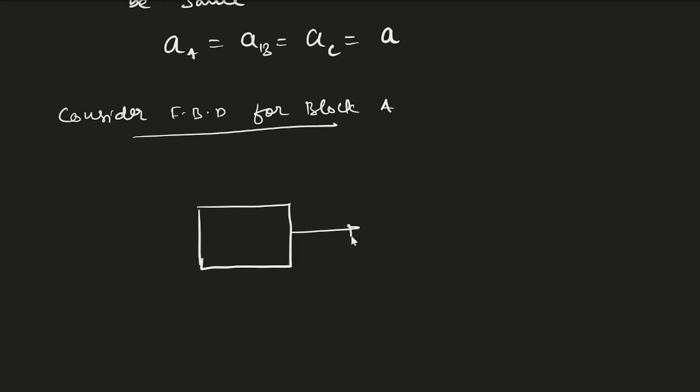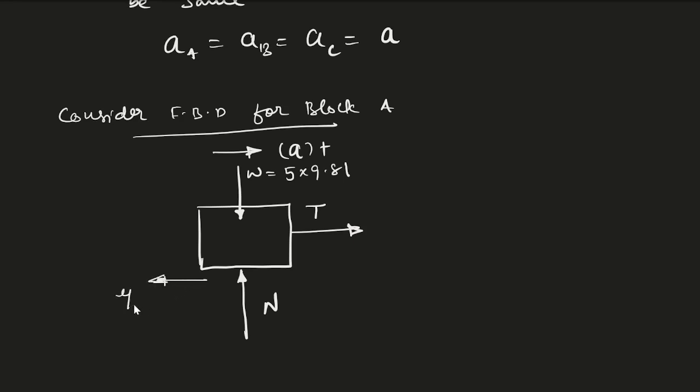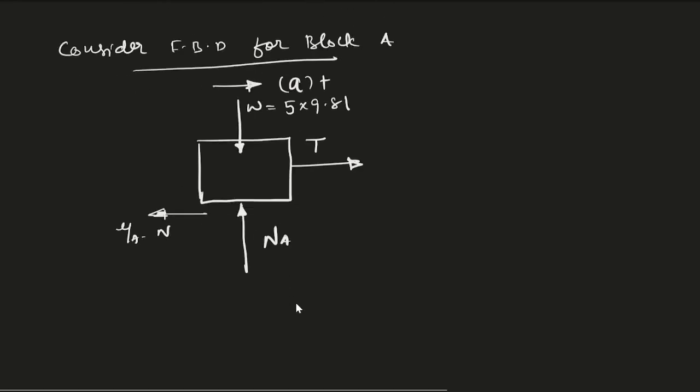This is the direction of the tension and the direction of motion of the block, a positive. Since it's resting on the horizontal surface, we have a normal force, and we'll have a weight of the block, W. They have given the mass in kg, so it is 5 into 9.81. We'll have a frictional force in this direction, opposite to the direction of motion of the block, that is mu A into N. These are the forces acting here, so we'll frame the equation.